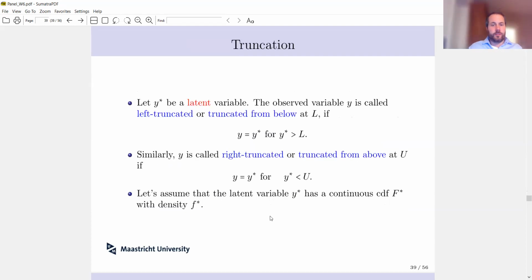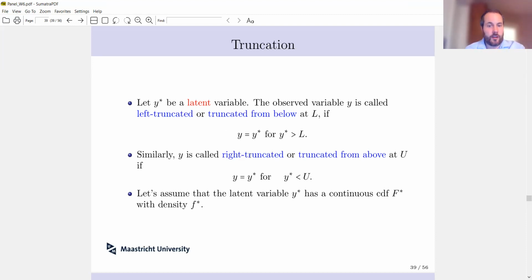Okay, so now this in formulas. y star is again latent, for instance true income. However, we don't observe y star itself, but only part of it. So if the observed y is left truncated, we only observe y as the true y star when it's bigger than some number L. That would be the example with the deductible. If the loss is bigger than 500 euro, we will actually observe the reported losses, because otherwise no one will report.